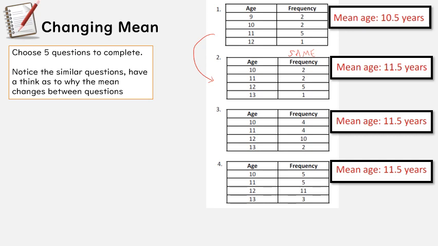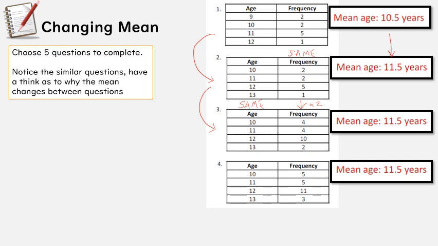So it doesn't surprise me that therefore the age increased by 1 year, because all the frequencies stayed the same, but the ages just increased by 1. Looking from question 2 to 3, again, the ages have stayed the same, but the frequencies have changed. They've actually doubled each time, haven't they? The frequency has changed from age of 10 from 2 to 4, and 2 to 4 again, 5 to 10 and 1 to 2. But the mean actually stayed the same.